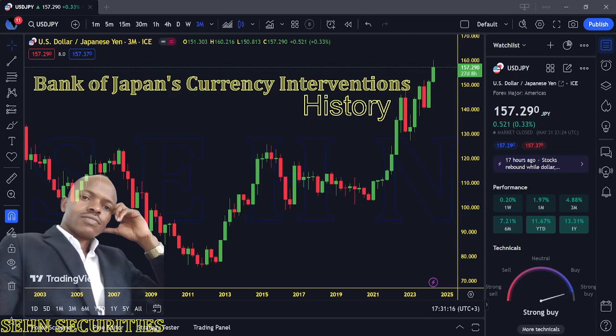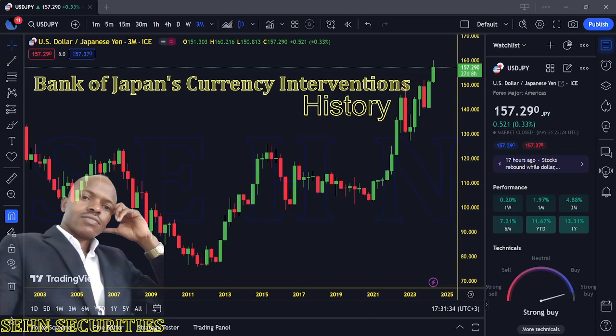In 2022, Japan's government and central bank issued a rare joint statement on June 10, expressing concern over the sharp falls in the yen after it weakened beyond 134 per dollar. This was a signal to the markets that the authorities were monitoring the situation closely.